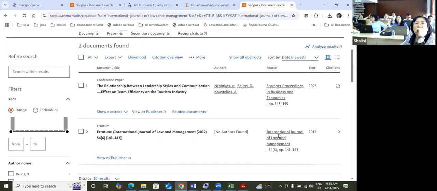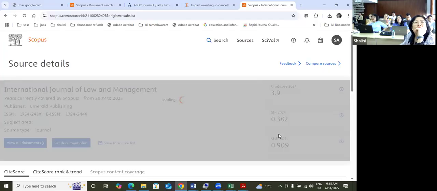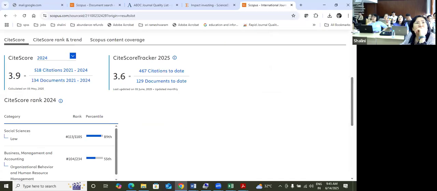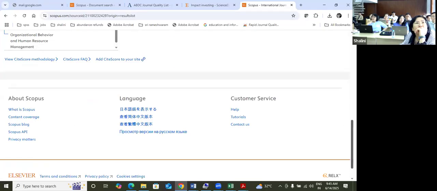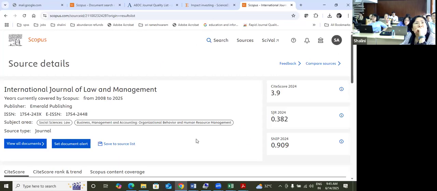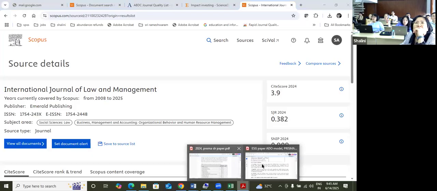Here you can click on the name of the journal, and it will take you to the Scopus website. Now you can see these things, right? So this is another way where you can check whether it is Scopus indexed or not. Let's proceed ahead. I hope it is clear till here.